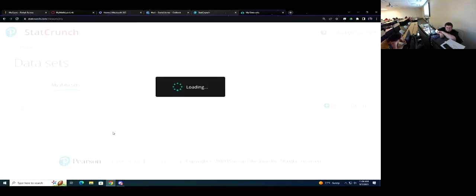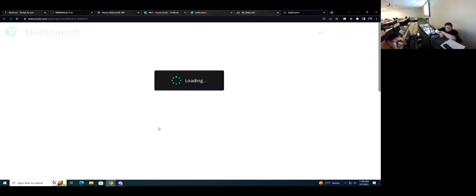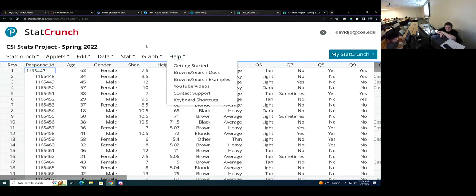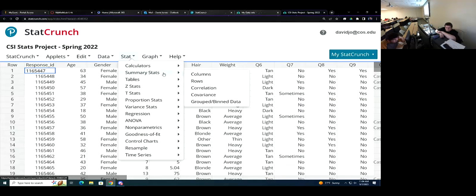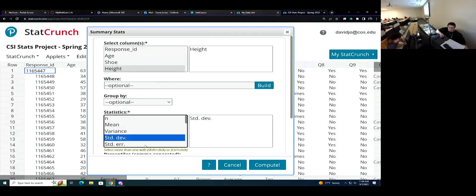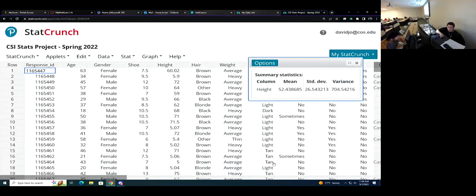I'm going to use the data set I always use, my stats project data. Height is a great category to do standard deviation off of because it follows a normal bell curve. So we're going to go Stat, Summary Stats, Columns. I'm going to tell it height. That's the standard deviation we're looking for. In fact, I'll do mean, standard deviation, and variance. The mean height is, this is in inches.